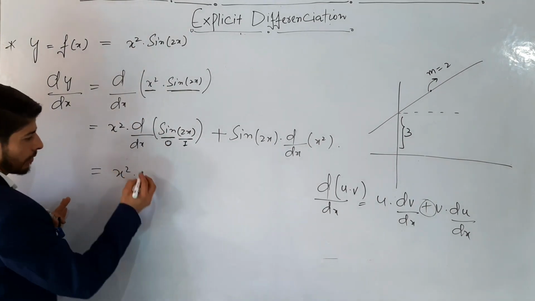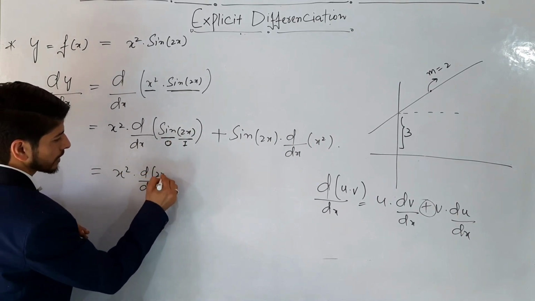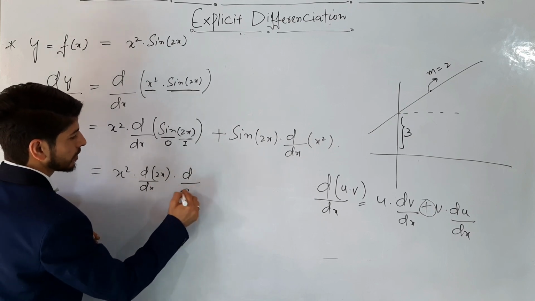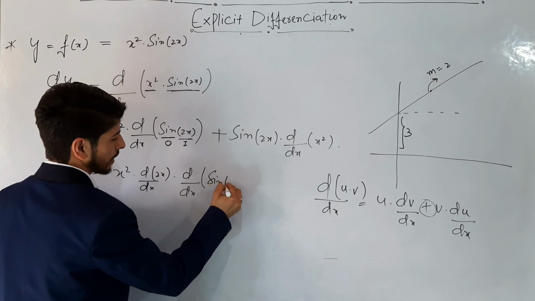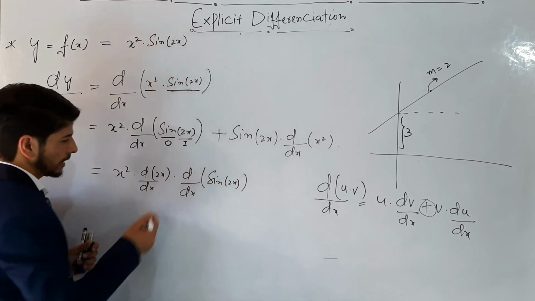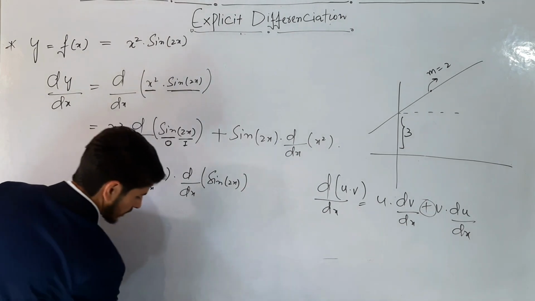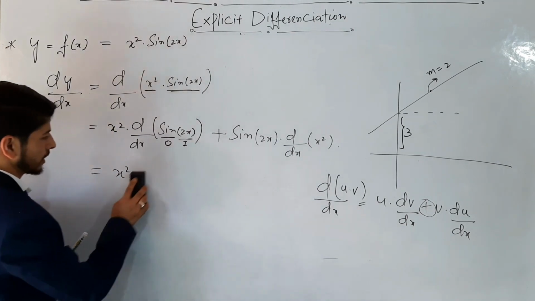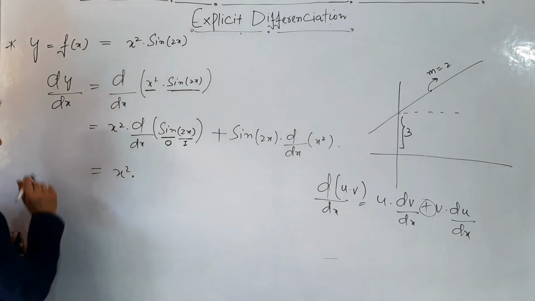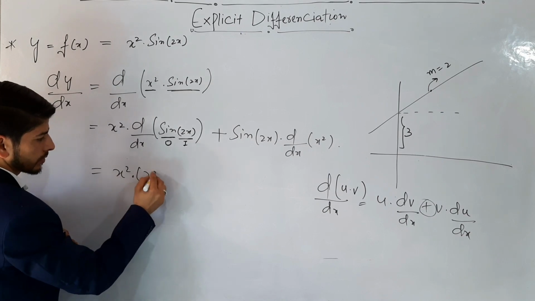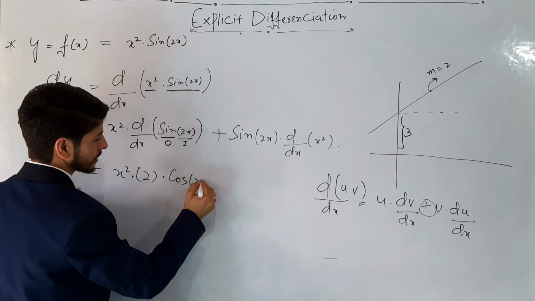Or you can simply use the derivative of 2x, d by dx of 2x, into the derivative of the outer function, sine of 2x. The inner function is 2x. What's the derivative of 2x? It is 2. What is the derivative of sine of 2x? It will be cos of 2x.